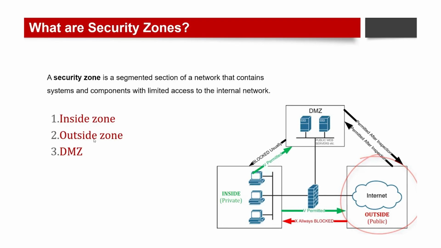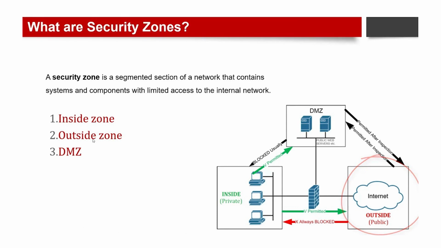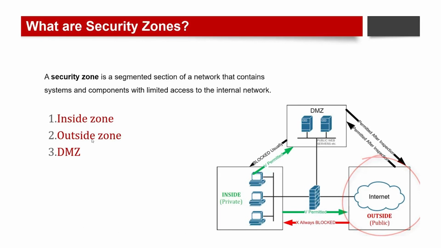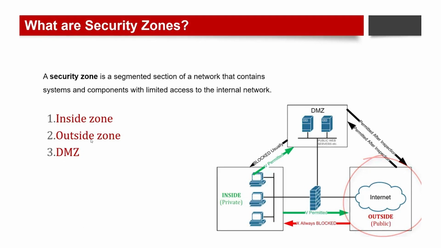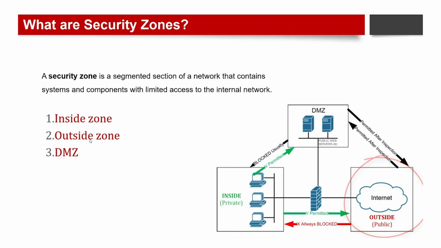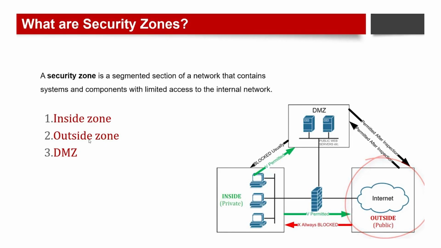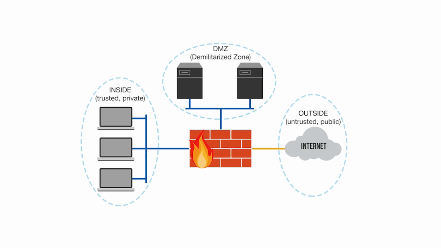For example, a security zone can be defined for a company's internal network, and that internal network can be separated from the internet by a firewall. The network resources within a security zone share the same trust level. There are three commonly deployed security zones.